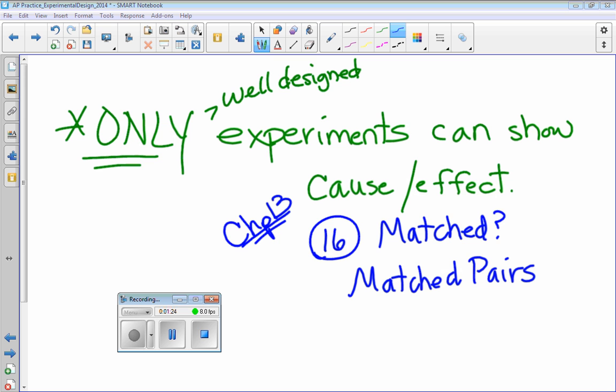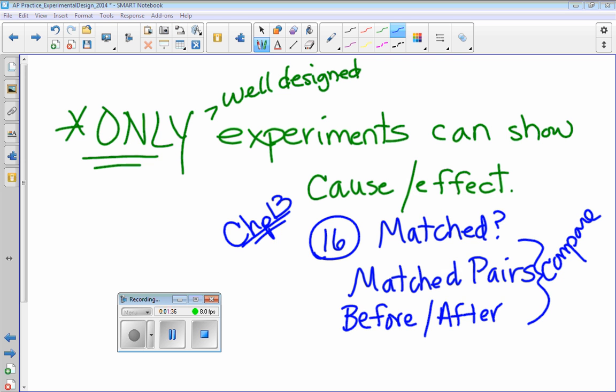Okay? And so we also can sometimes call that a before and after design. Either or is okay to say. But this happens when you compare to itself. Okay? Another way to say that is they act as their own controls. That happens a lot. Okay? So that's something to consider when you're looking at experimental design.